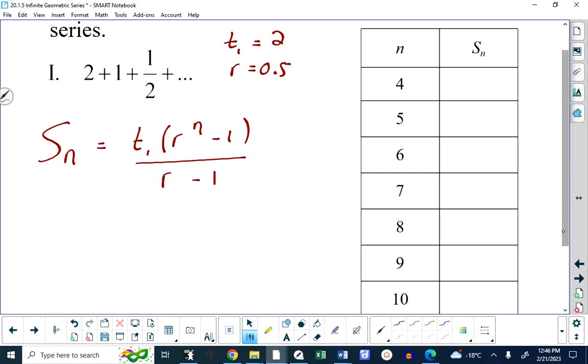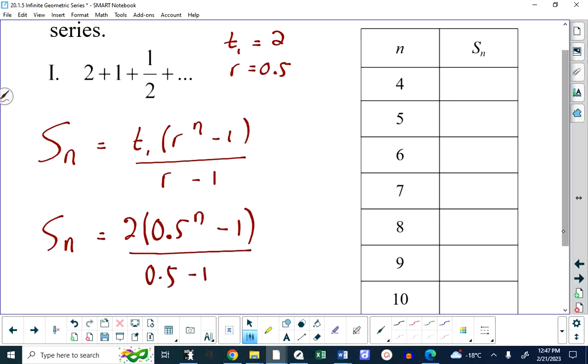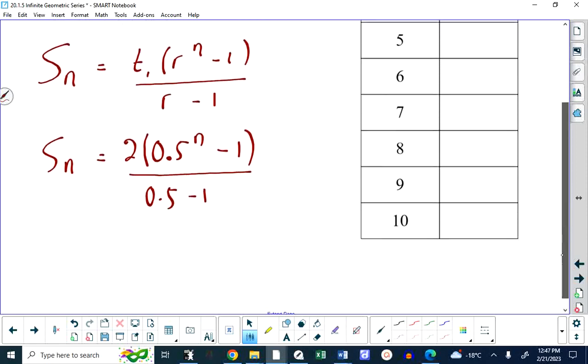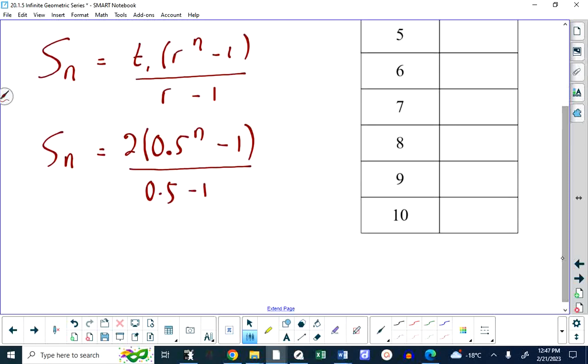So I'm going to load them into that general formula and get S sub n equals the first term, which is 2, times 0.5 raised to the n minus 1 over 0.5 minus 1. And I'm going to just abbreviate that denominator a little bit. I don't feel as though I need to write 0.5 minus 1. 0.5 minus 1 is negative 0.5, I think. Give that some thought. So what this becomes is 2 times 0.5 to the n, then minus 1, over negative 0.5.